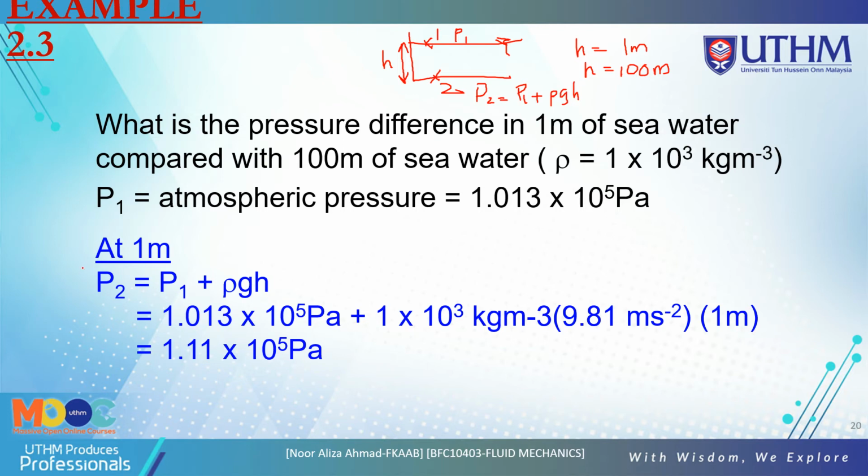So you use this equation. P1 is the atmospheric pressure. Put the value here and the density of seawater here. This is negative, so correct it here. So just the density of seawater times G, 9.81, times H. H is 1 meter, so you get the value of this one.